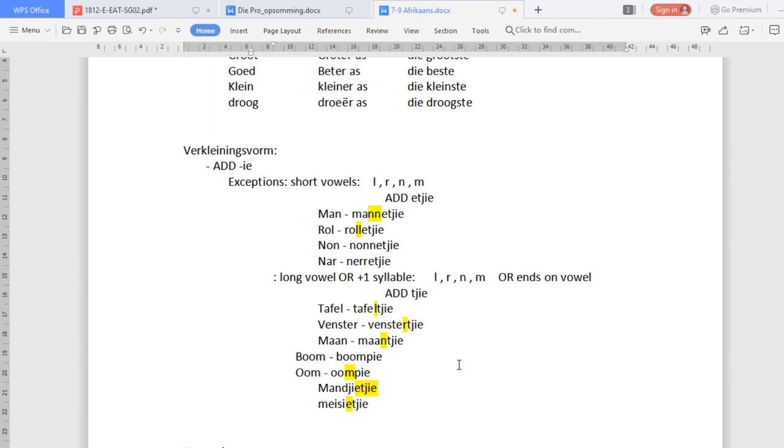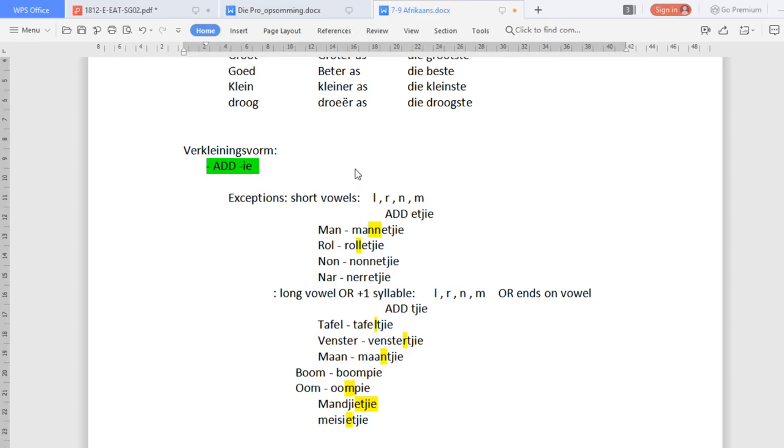Okay, now, but now remember, you guys focus so much on these rules, and you completely forget about this one here at the top, add IE. So remember that one, because sometimes they do ask you one, and then you go, huh? It's not in the rule. What is it then? So let me give you a couple of examples of that one as well.